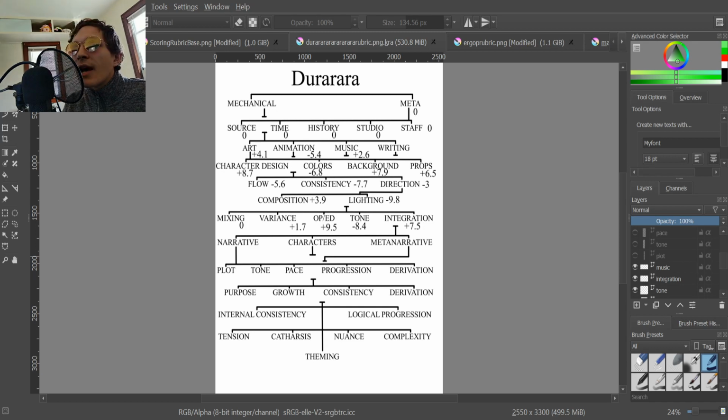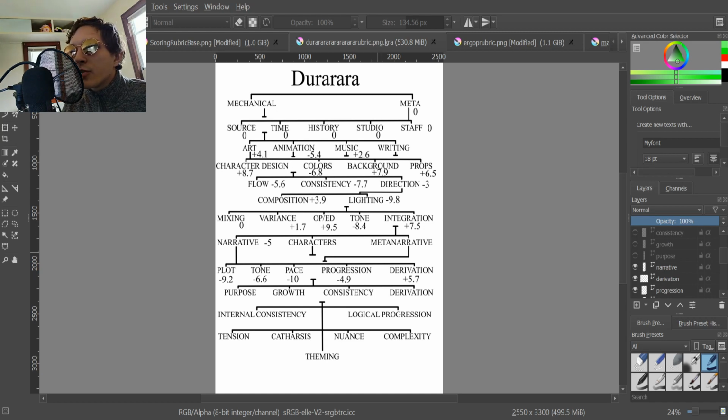All right, so the plot. We're going to go down to narrative now, which is part of writing. We're going to go to our plot. I gave the plot a negative 9.2. I'm not a fan at all. Tone, I gave a negative 6.6. Pacing, I gave a negative 10. Progression, I gave a negative 4.9. And derivation, I gave it a positive 5.7. I think it's pretty different, pretty unique, and pretty wacky. But that gives us a narrative score of a negative 5.